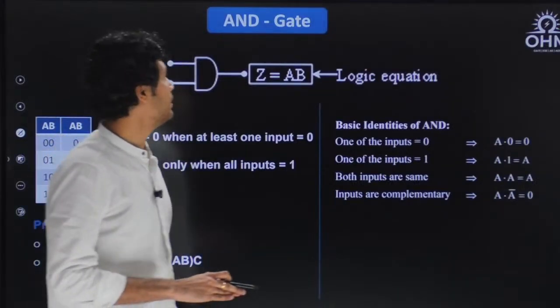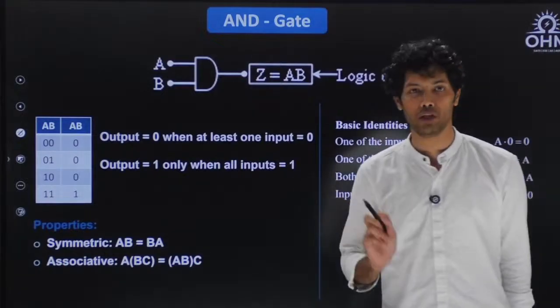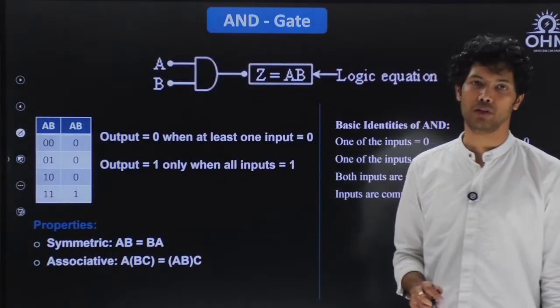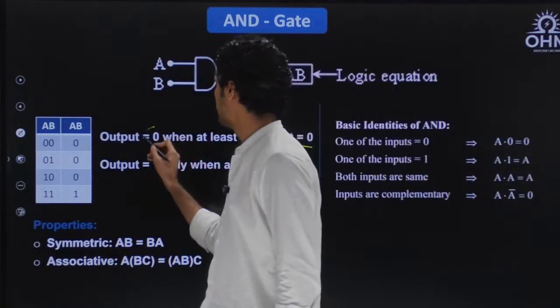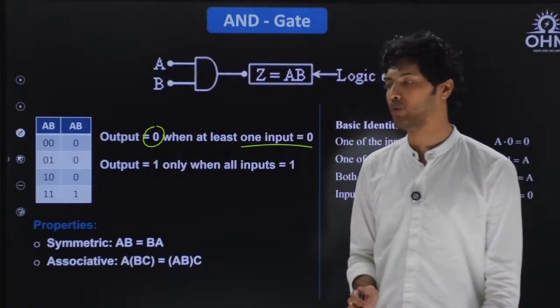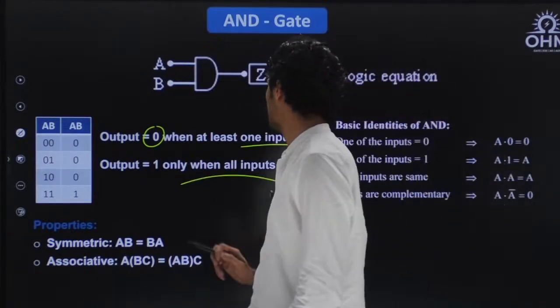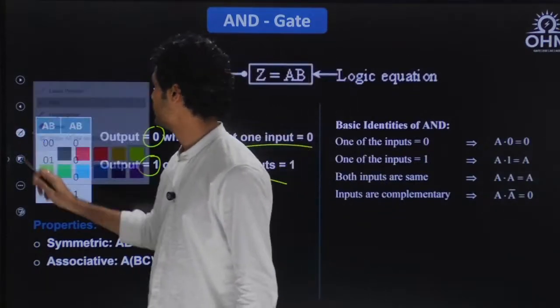Next we have AND gate. AND gate function in the form of statement is nothing but output is 0 when at least one input is 0. Okay. So when at least one input is 0, output becomes equal to 0. And only when all inputs are 1, output becomes equal to 1. Okay. You can observe the same thing here.